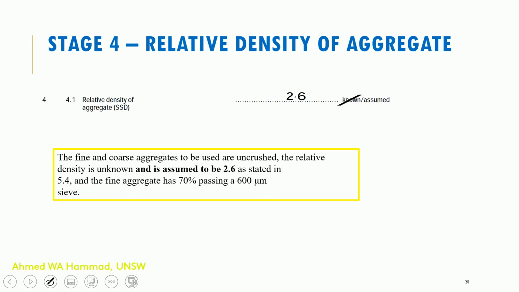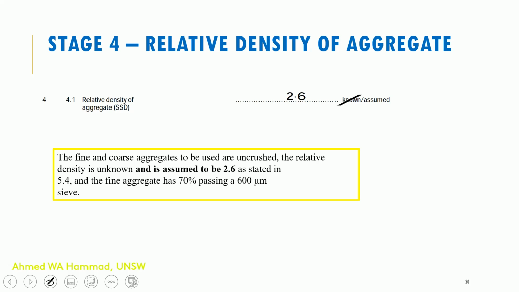Now for stage 4, stage 4 is where we look at the aggregates, and specifically in step 4.1, we're looking at the relative density of the aggregate. And you notice that we've got this SSD. So SSD stands for saturated surface dry. And this is a condition of aggregates where you have water that fills the aggregate pores, but yet the surface remains dry.